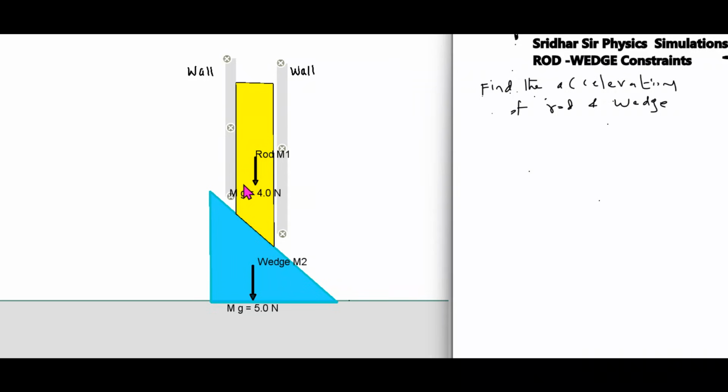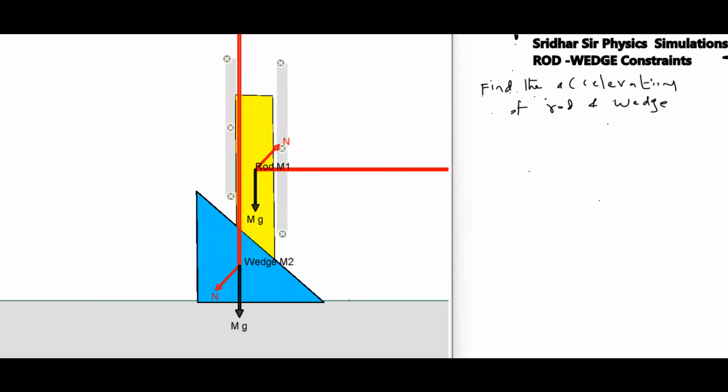How will the normal contact forces be acting? Now these will be the normal forces acting. This normal contact is by the wedge on the rod. This normal contact is by the rod on the wedge. This one is the normal contact by the ground on the wedge. This horizontal red arrow has a slightly higher value, that's why the length of the vector is extended. This is exerted by the wall on the rod. These are the free body diagrams. The forces are acting in this way. Now, how will they move?